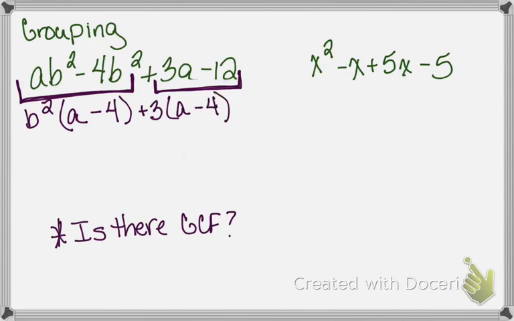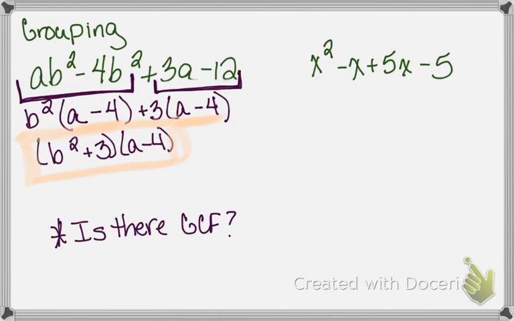Good. Now, for this to work, A minus 4 and A minus 4 must be exactly the same. If they are not exactly the same, factoring by grouping doesn't work. Your final answer to this problem is this right here. So even though A minus 4 shows up twice, you only write it down once.